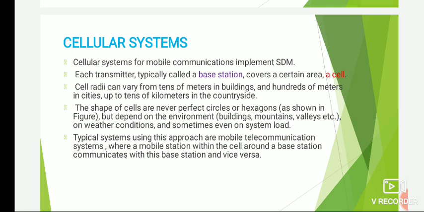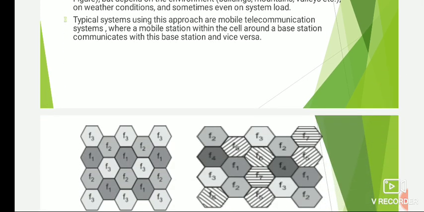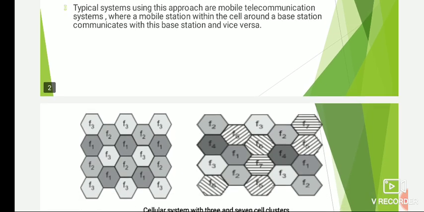Each transmitter, typically called a base station, covers a certain area that is called a cell. The cell radii can vary from tens of meters in the case of buildings and hundreds of meters in the case of cities, up to tens of kilometers in the countryside. The shape of the cells is never a perfect circle or hexagon as shown in this figure, where the cell shape is a hexagon. It is not so perfect as shown in the figure.